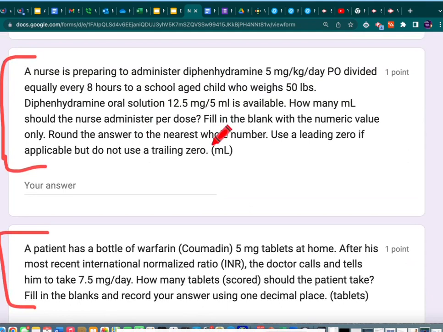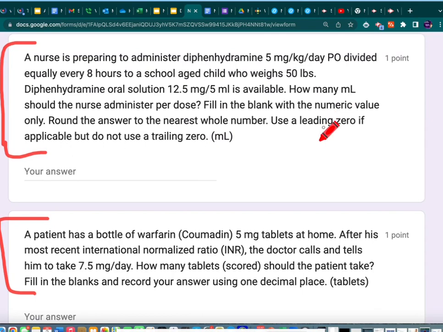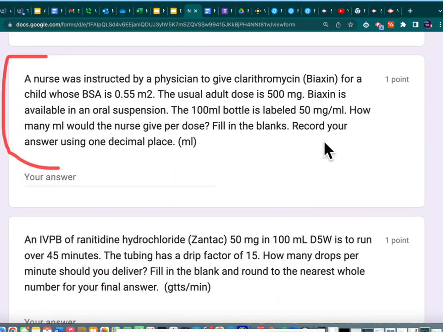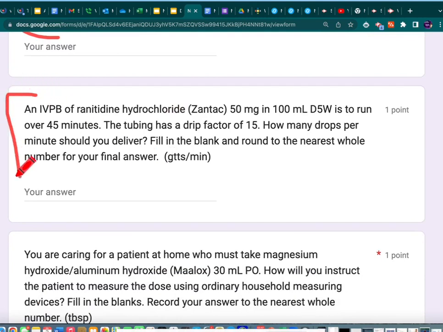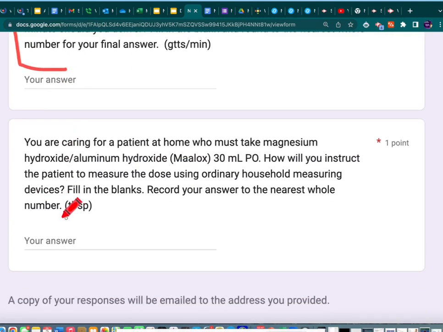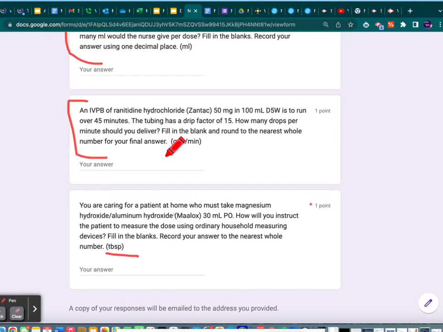Maybe this question wasn't about BSA, but there is a conversion involved here and some unit cancellation that can get you to the correct answer. This question is the one where they provide you with the BSA and they want to know the child's dose. All right. And let's see, another drops per minute question. And then finally, another PO dosage calculation question where you're going to be essentially making a unit conversion.